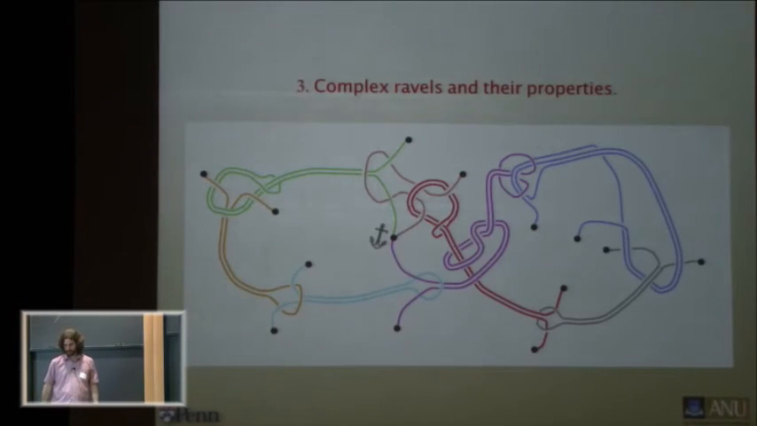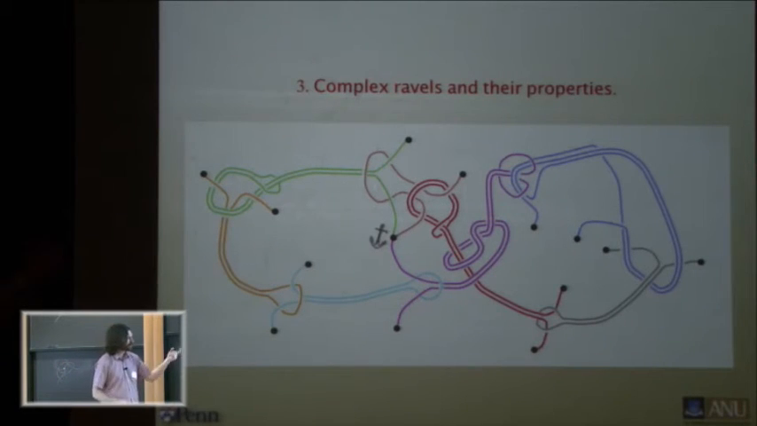So we're up to slide 200 already. Complex ravels and their properties. I'll come back to this picture and explain it more, but you can see that they do start to get a bit more complicated and more widespread, not just stuck to a small ball around a vertex.